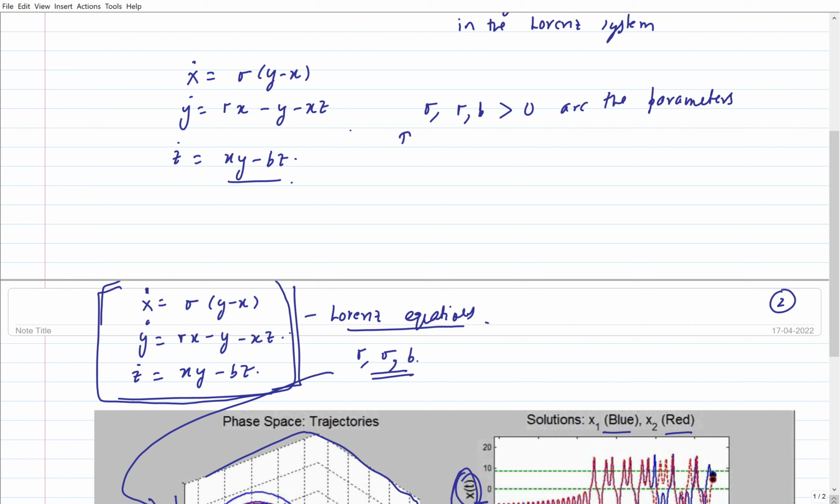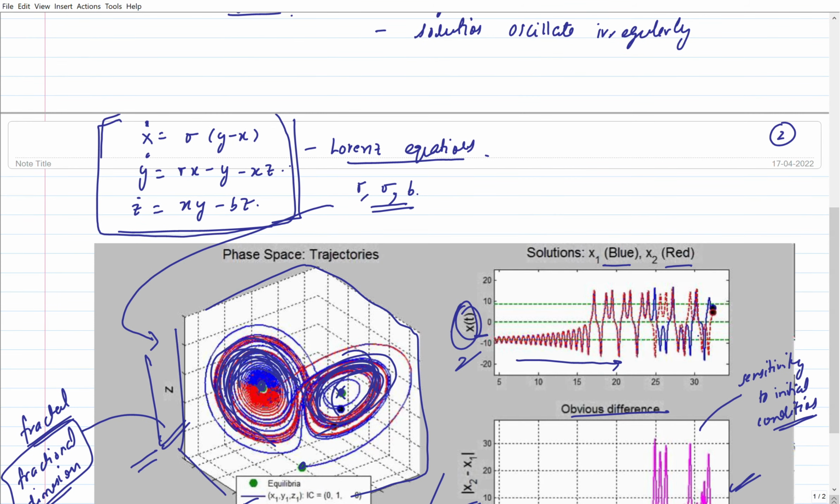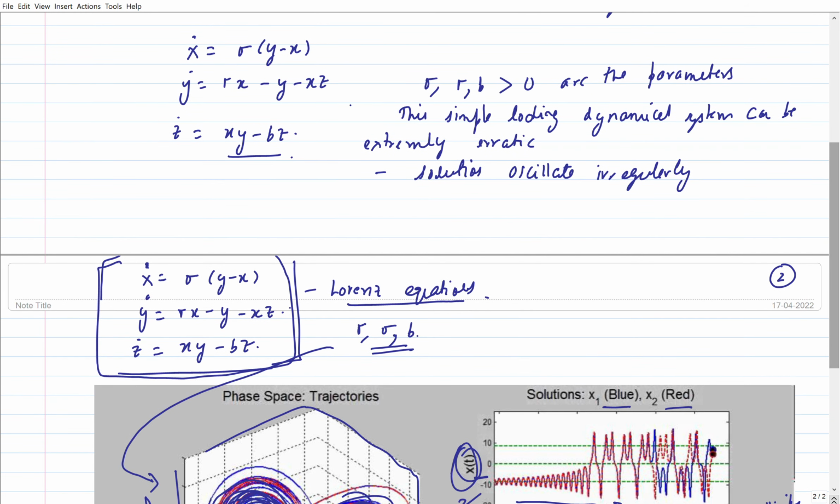So this simple looking dynamical system can be extremely erratic, which means that the solutions oscillate irregularly. As you can see over here, there is no pattern, this is an irregular oscillation. And they eventually settle on a complicated set, the strange attractor.